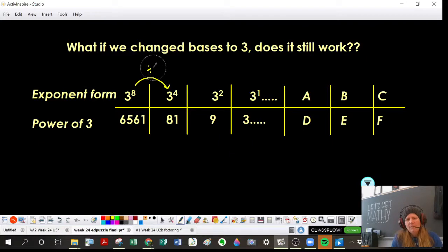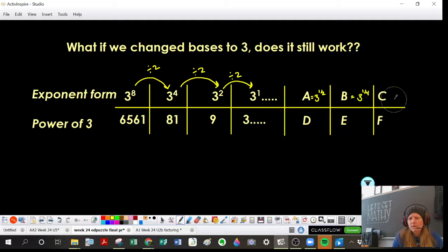So I'm dividing by 2, right? Same thing. All my exponents are decreasing by half. So I would end up with 3 to the 1/2, right? B would be 3 to the 1/4. C would be 3 to the 1/8. Huh, is that the square root? To the calculator I go, let me check.